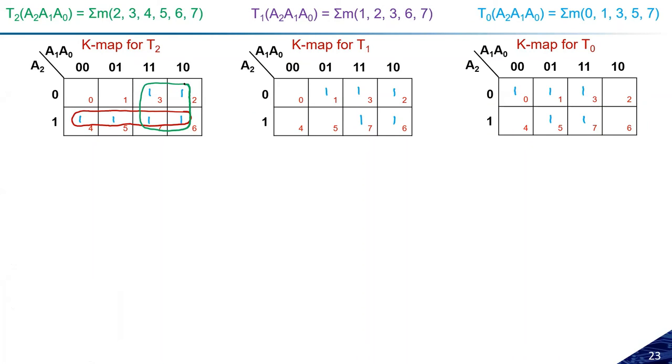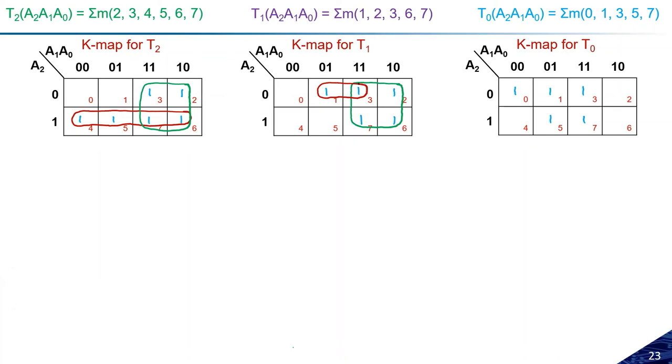Now let us try to make the pairing for this one. The first thing that we can make here is one quad. This is one of the possibilities. And the second thing is that I can make one pair with the help of this one.